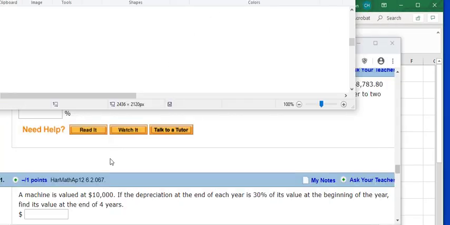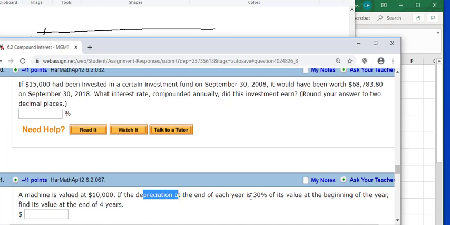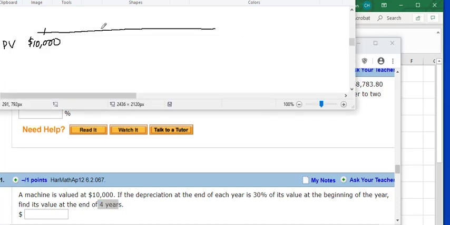Let's do number 11. I'm going to do it two ways, one by hand and one on Excel. A machine is valued at $10,000. That's its value right now, so it'd be like a present value. If the depreciation at the end of each year is 30% of its value, so it loses 30% every year, find the value at the end of 4 years.